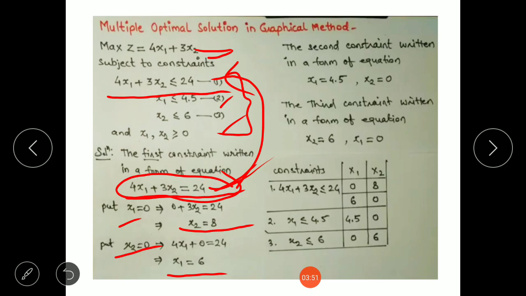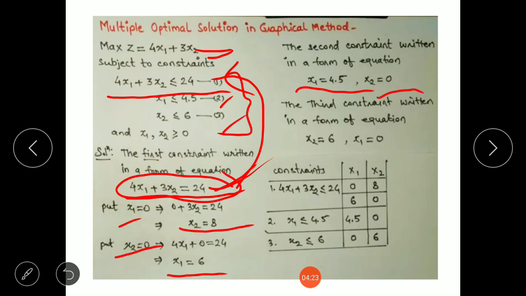The second constraint is x1 ≤ 4.5. We convert that inequality into the equation form, that is x1 = 4.5. There is no x2 term in this equation, so this is the only point we will get, that is x1 = 4.5. If x1 = 4.5, that means x2 = 0. So we have written x2 = 0 here.